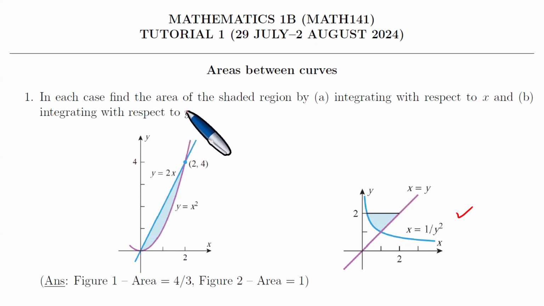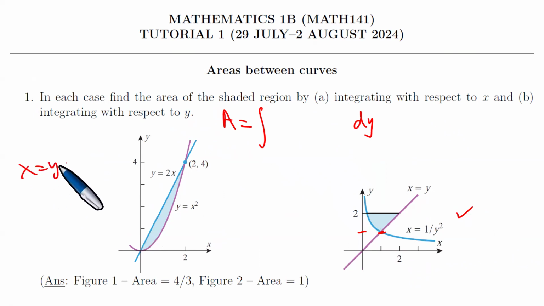In each case, find the area of the shaded region by A, integrating with respect to x, and B, integrating with respect to y. Okay, so let us look at this one. We want to integrate here with respect to y, so we would have a dy, integrating from something to something. Now x equals y, and x equals 1 over y squared. These are equal to each other. What are the limits of integration? What are the points of intersection?